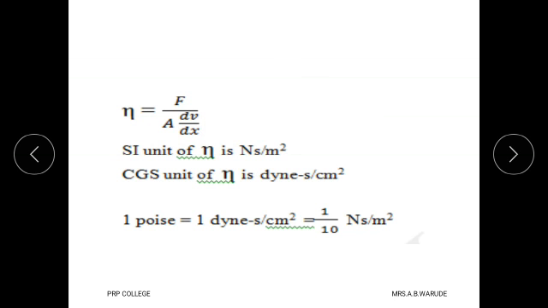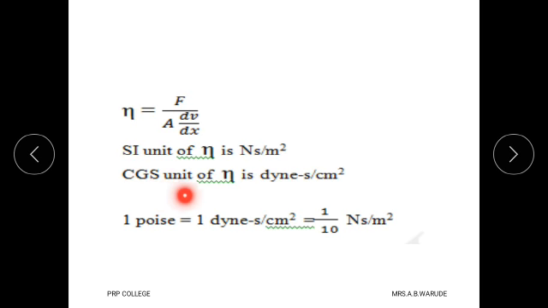Now we write the SI unit or MKS unit of coefficient of viscosity. Here in the formula, in the numerator the quantity is F, therefore first write the unit of force, which is Newton. In the denominator, area has unit meter square and the unit of velocity gradient is 1 upon second, and therefore the final SI unit of eta is Newton second upon meter square.